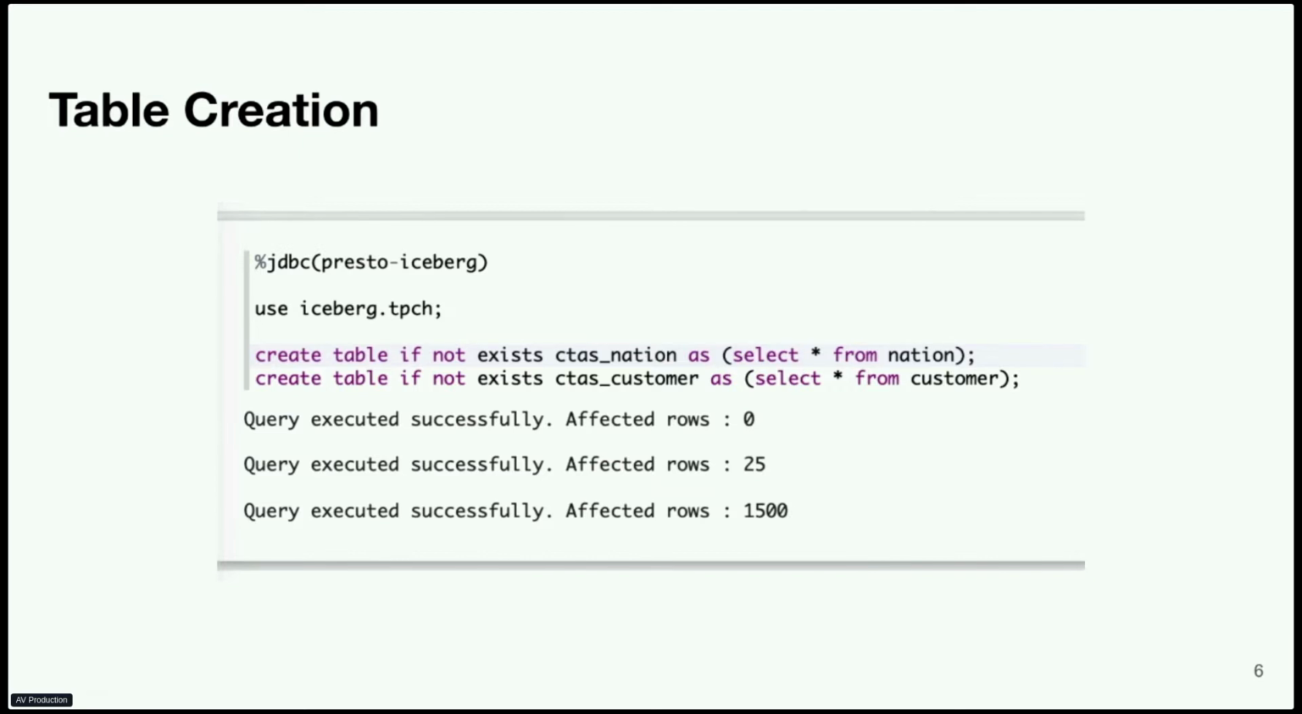So here there are two SQL statements, which are CREATE TABLE IF NOT EXISTS AS SELECT FROM. Here I would like to create two new tables based on the nation table and the customer table in the TPCH benchmark, and then just use these two SQL statements to create these two new tables. So this is about the table creation.